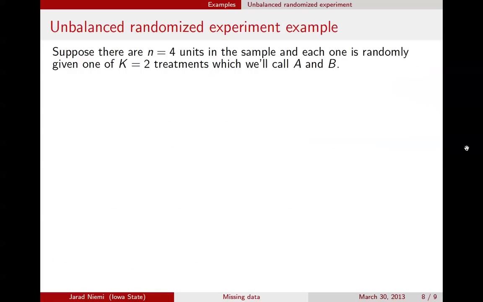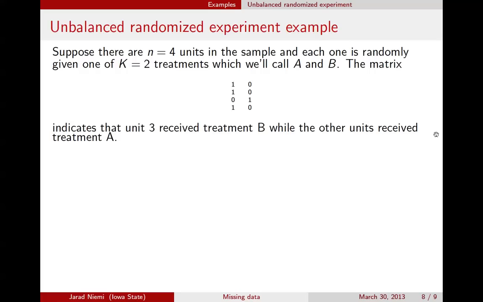To give a particular example, let's imagine that we have 4 units again, and now we have 2 treatments. We're going to call these treatments A and B. Here's what the actual inclusion probability matrix looks like. Each row represents a particular unit, and each column represents a particular treatment. In this example, the first unit got treatment A, then B, and then A. The third unit got treatment B, all the other units got treatment A.